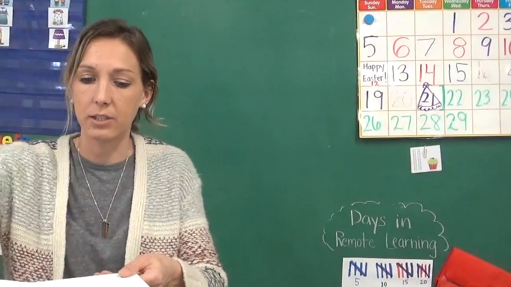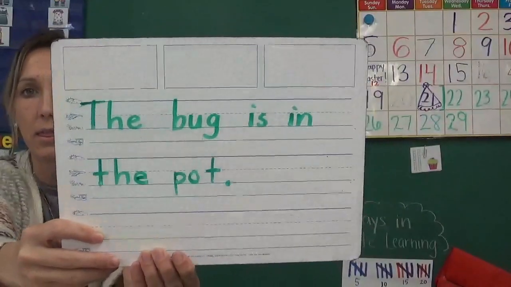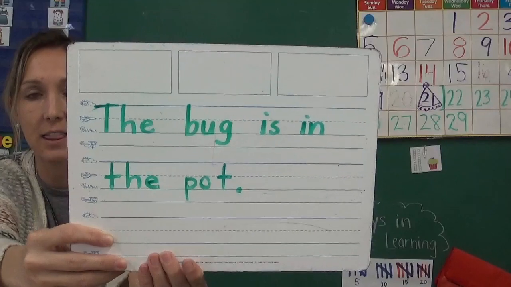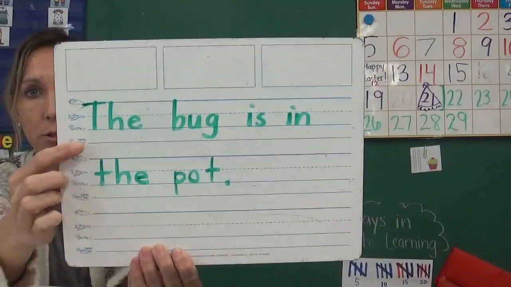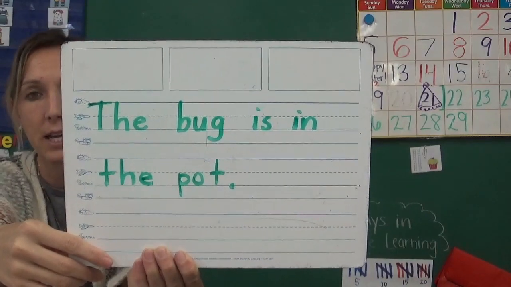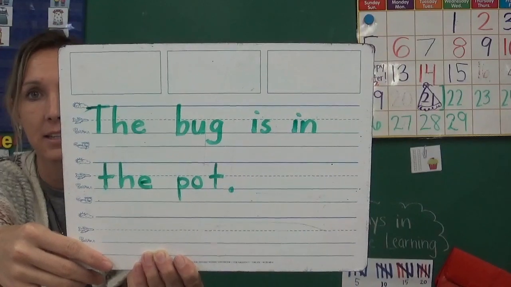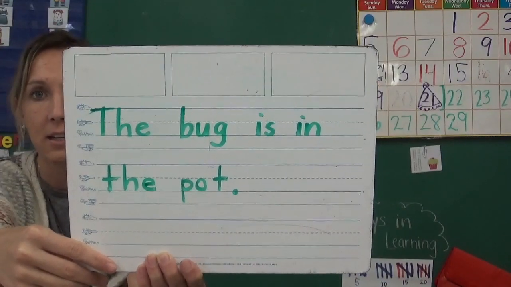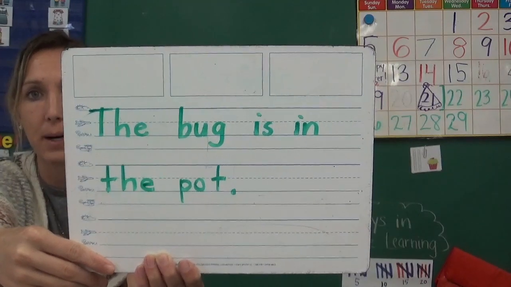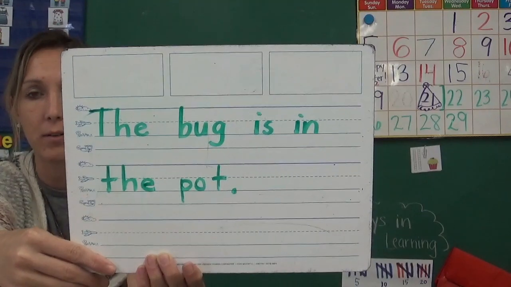Okay, let's go ahead and check it with this board here. The bug is in the pot. So uppercase T again in the, because that was our first word in the sentence. Don't forget that sight word is I-S. It sounds like a Z, but when we write I-Z next to each other, that looks funny. The bug is in the pot. And make sure you have a period at the end.